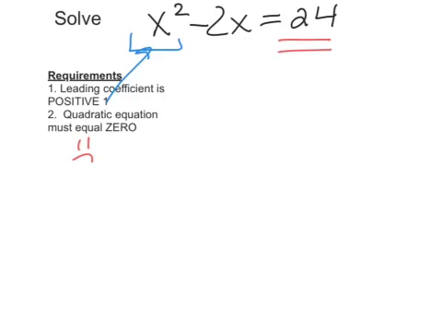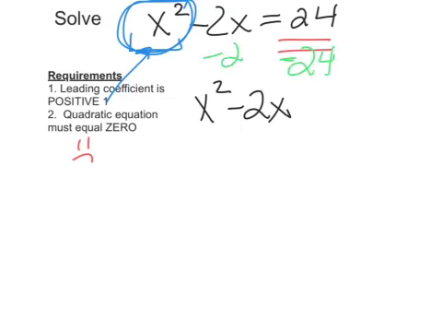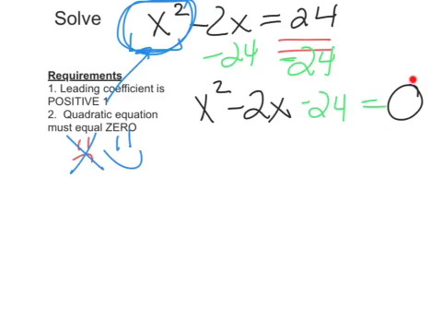When I make it equal to 0, I want to keep this x squared a positive number. Since it's already positive, that means all this stuff is going on the left side, so I need to get rid of that positive 24 on the right side. I'm going to subtract 24 from both sides. So there's going to be a negative 24 on the left side, and we know that 24 minus 24 is equal to 0. So now we do have our quadratic equation that's equal to 0. We've rewritten it, and we can see that now it is equal to 0.